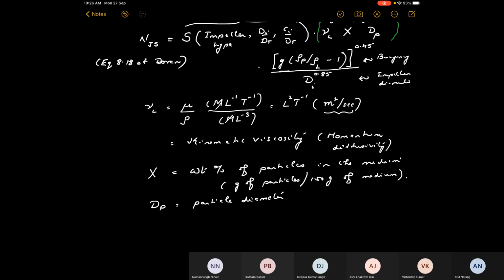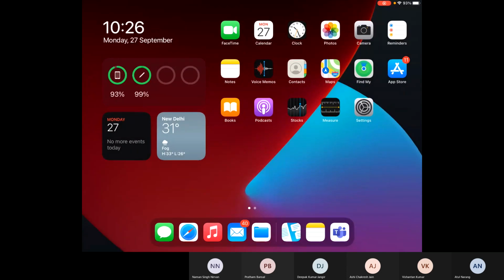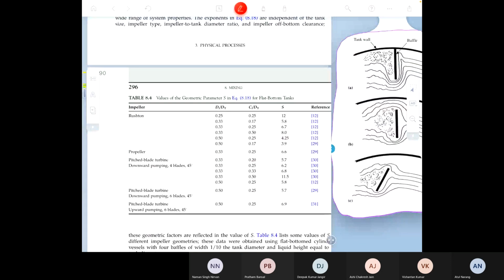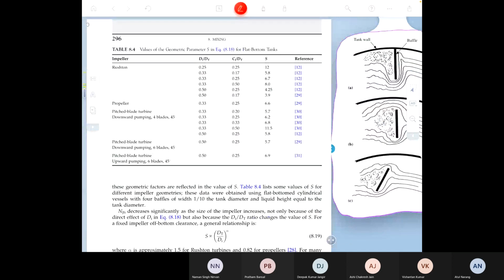All right. Now, let me just show you the table that I mentioned. So there is a function S, which is a function of the impeller type, and di over dt and Ci over dt. Well, that is shown as this table here.